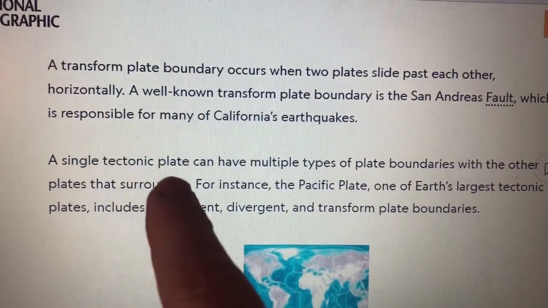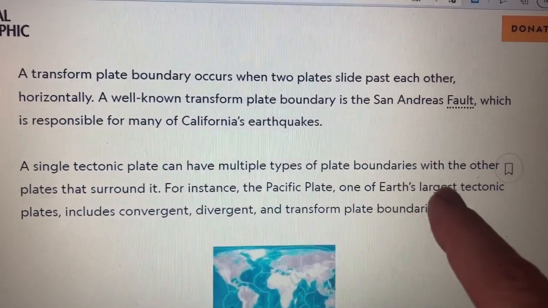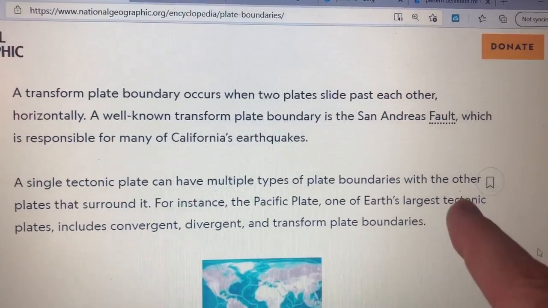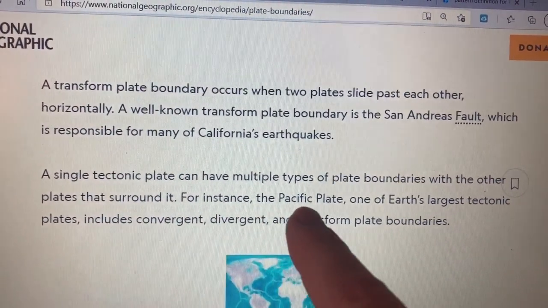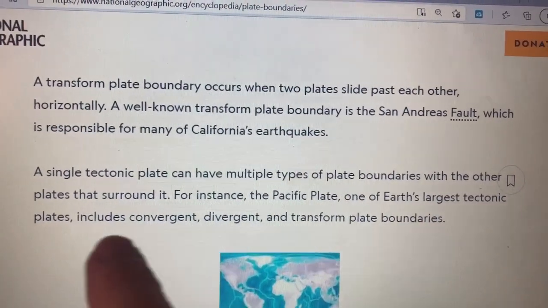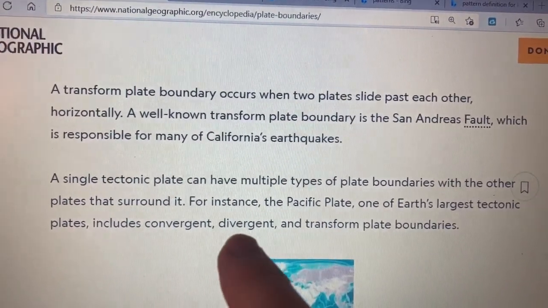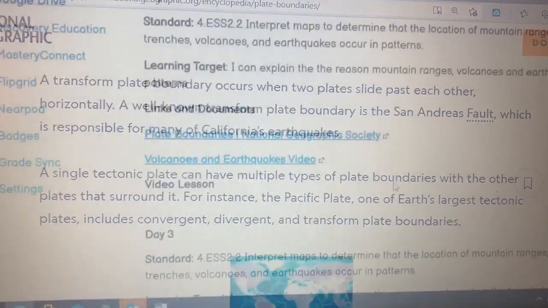A single tectonic plate can have multiple types of plate boundaries with the other plates that surround it. For instance, the Pacific plate, one of Earth's largest tectonic plates, includes convergent, divergent, and transform plate boundaries.